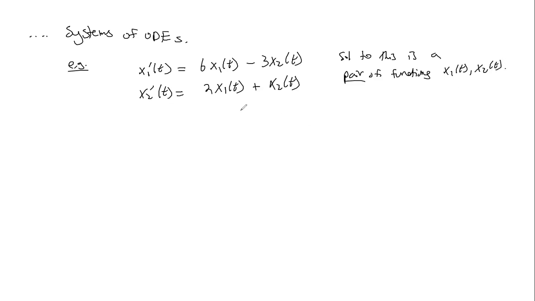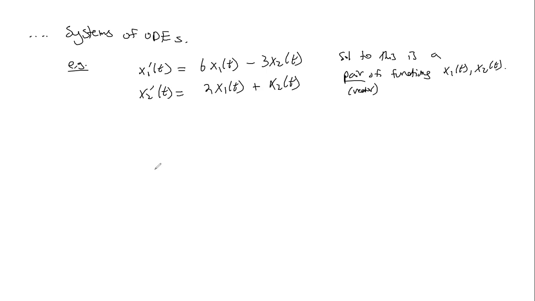Right, so we're no longer solving for a single function, y. We're solving for simultaneous functions, x1 and x2, at the same time. And this is a system of two equations. You could feasibly have a system of n equations, just like we'd have a system of n linear equations. So this is a vector.